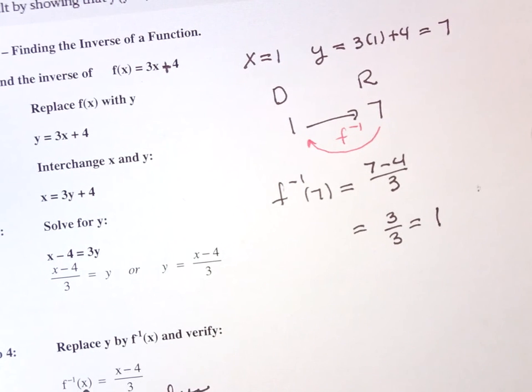And that's what its purpose is. It's the round trip ticket or the undo button.